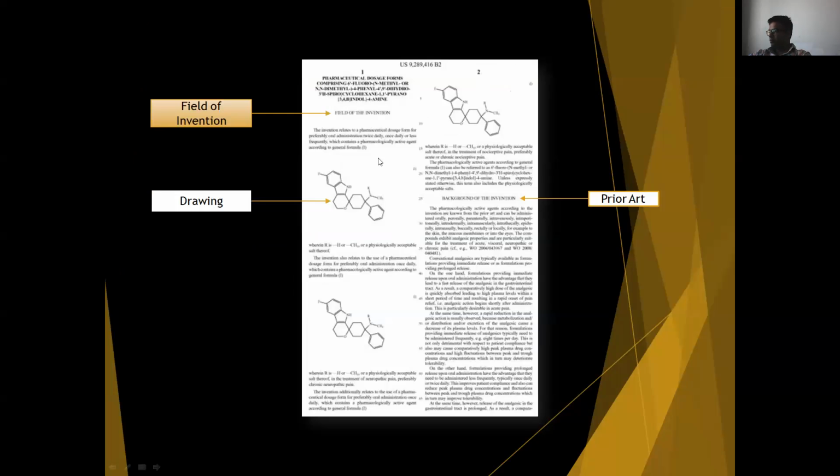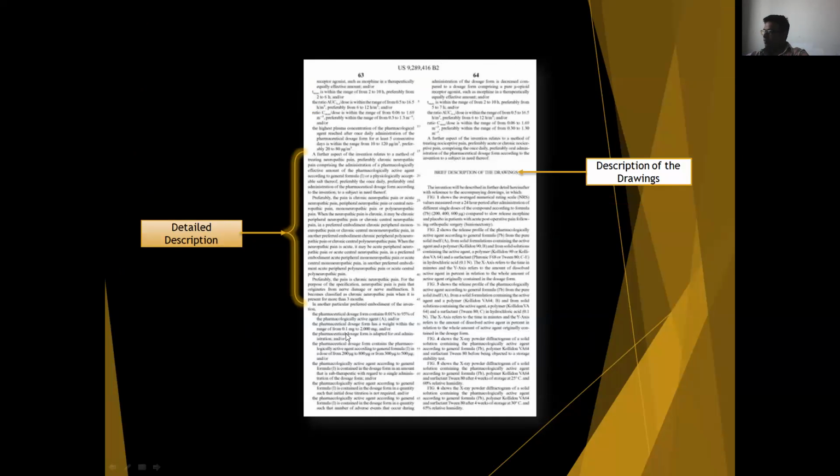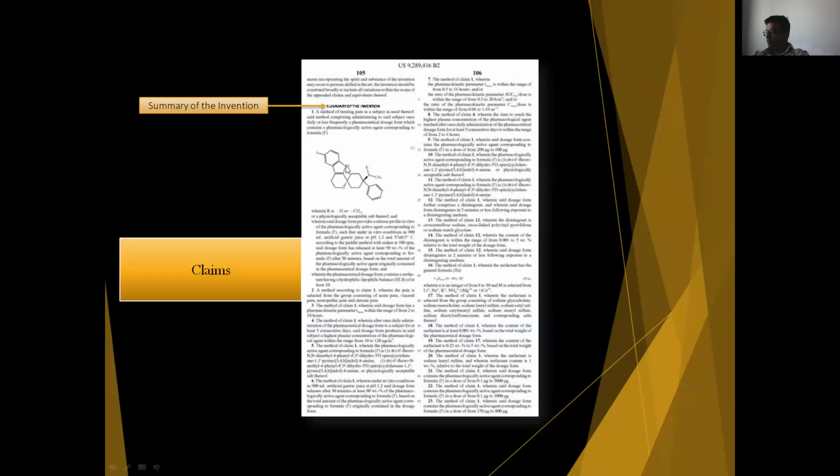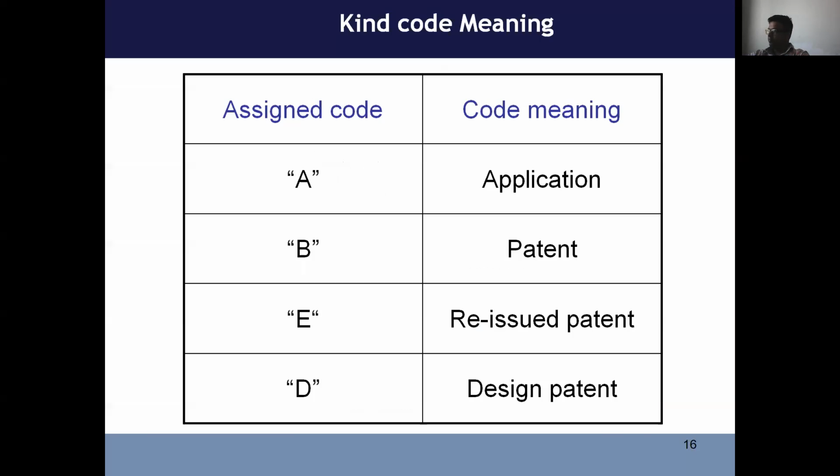So this is the field of the invention. Then come the drawings, which are included through the description part. Then the prior art. Then the detailed description. Each and every element of your invention has to be described. And if there are any drawings for the structures, if you specifically wish to describe them, you can describe them in detail. And then the summary, followed by the claims. So this is how one has to structure a patent.